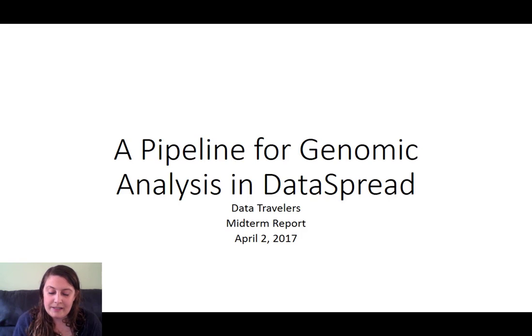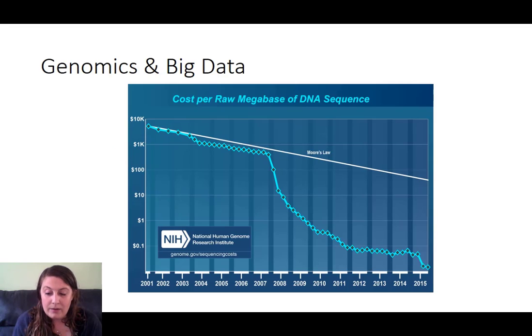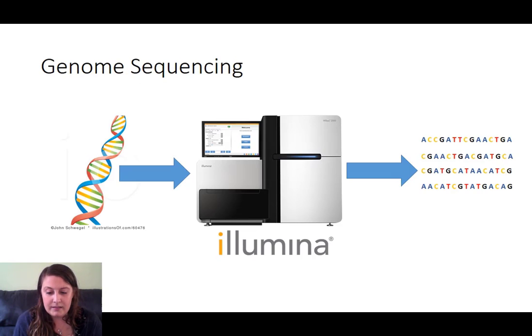We are the Data Travelers, and this is our pipeline for genomic analysis using DataSpread. Recently, the field of genomics has experienced an explosion of available data due to a rapid decrease in the cost of sequencing with the advent of next-generation sequencing technology at the end of 2007. This basically means that genomic studies can accrue a huge amount of data, much more than would have ever been thought possible, but there are still a lot of problems related to the storage, management, and analysis of this data.